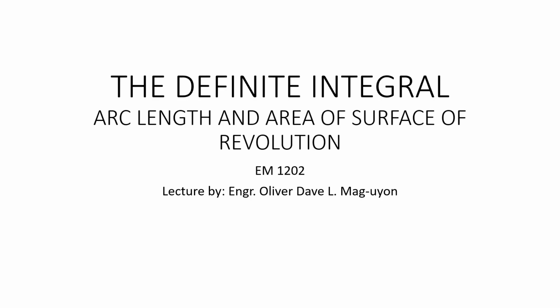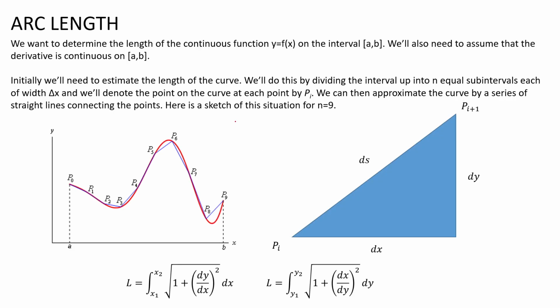Okay, so let's start with the arc length, and then afterwards we go to the surface area of revolution. These two are just connected topics because you'll need the concept of arc length to be able to generate the surface area of revolution. So let's go to arc length first.